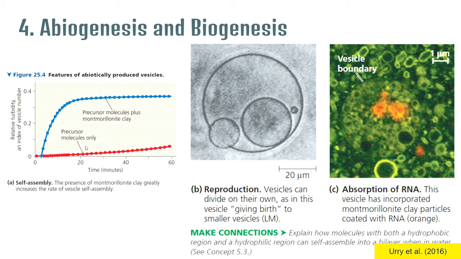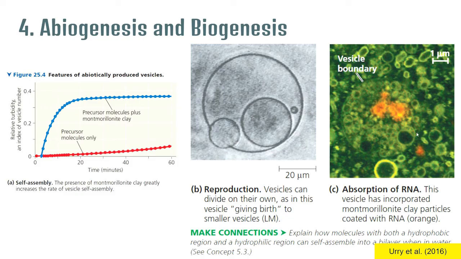Our protobionts were eventually able to have this vesicle to separate them from the world around them. Not only that, vesicles were able to divide on their own or create smaller vesicles. As we see here, a vesicle giving birth, quote unquote, to smaller vesicles after being exposed to montmorillonite clay. And finally, the third step, they were able to absorb RNA or ribonucleic acid, which is actually a subunit in organelles that are in charge of photosynthesis.